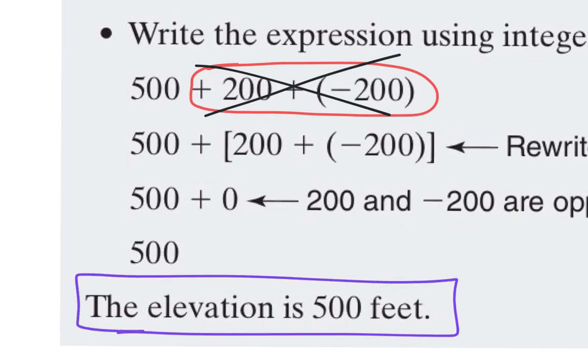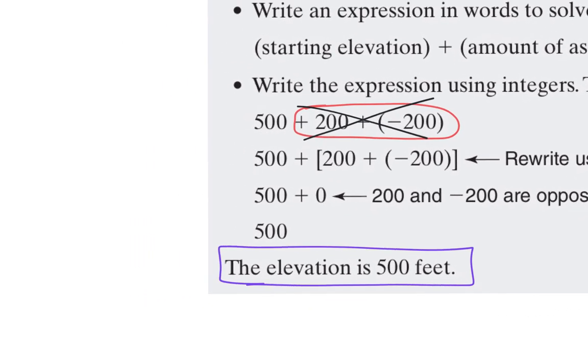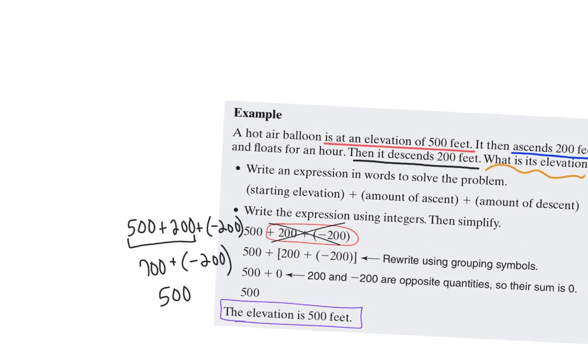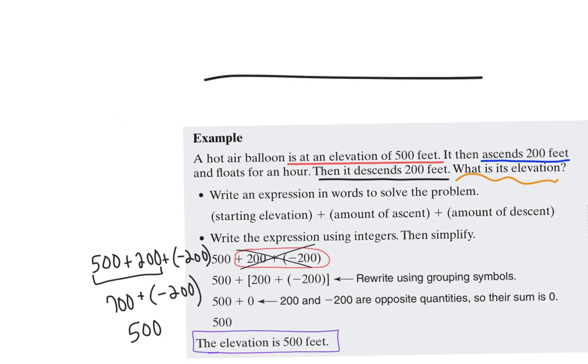If you wanted to, there's nothing that says you can't just work it out as it is. In other words, we don't necessarily have to worry about the opposites if you don't want to. So you could say 500 plus 200 is 700, and then plus negative 200 or minus 200 would be 500. Okay. You can also use a number line if you want to, starting at 500 on a number line.